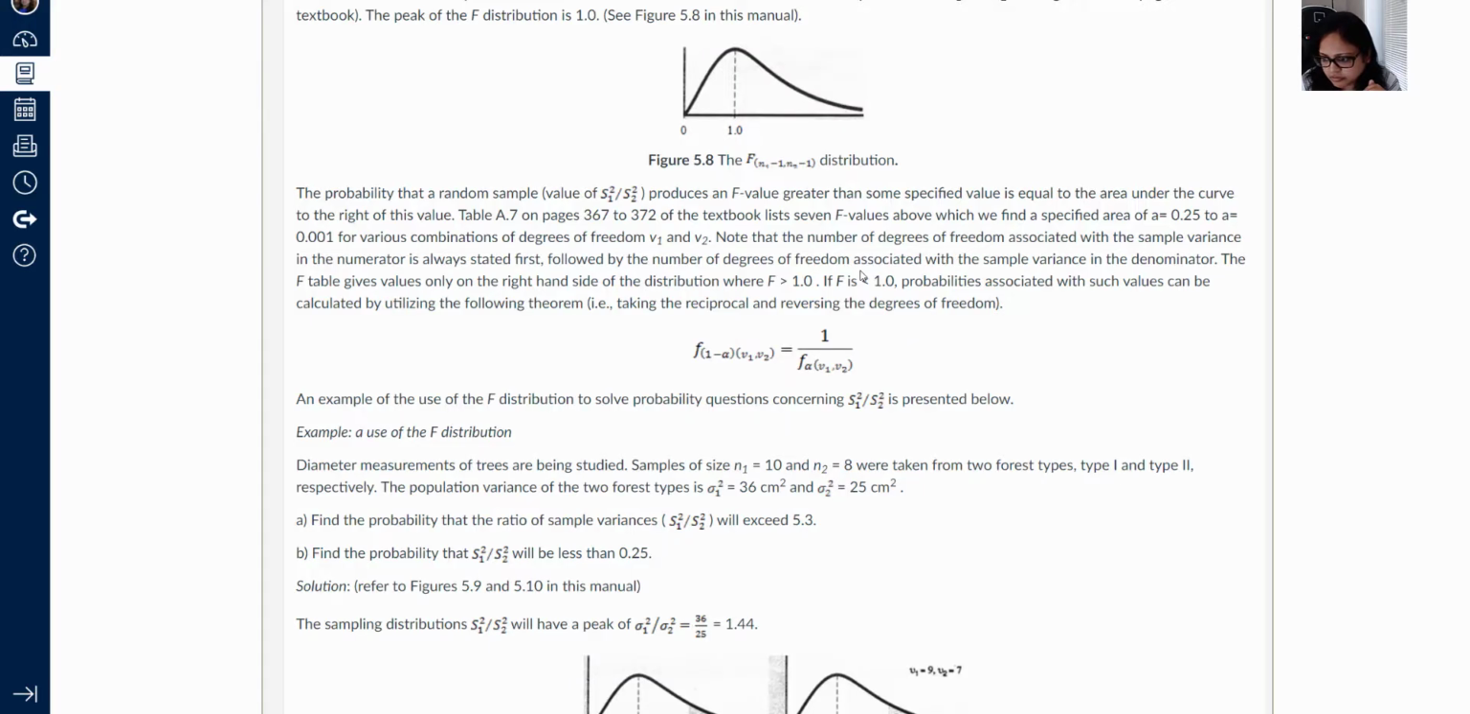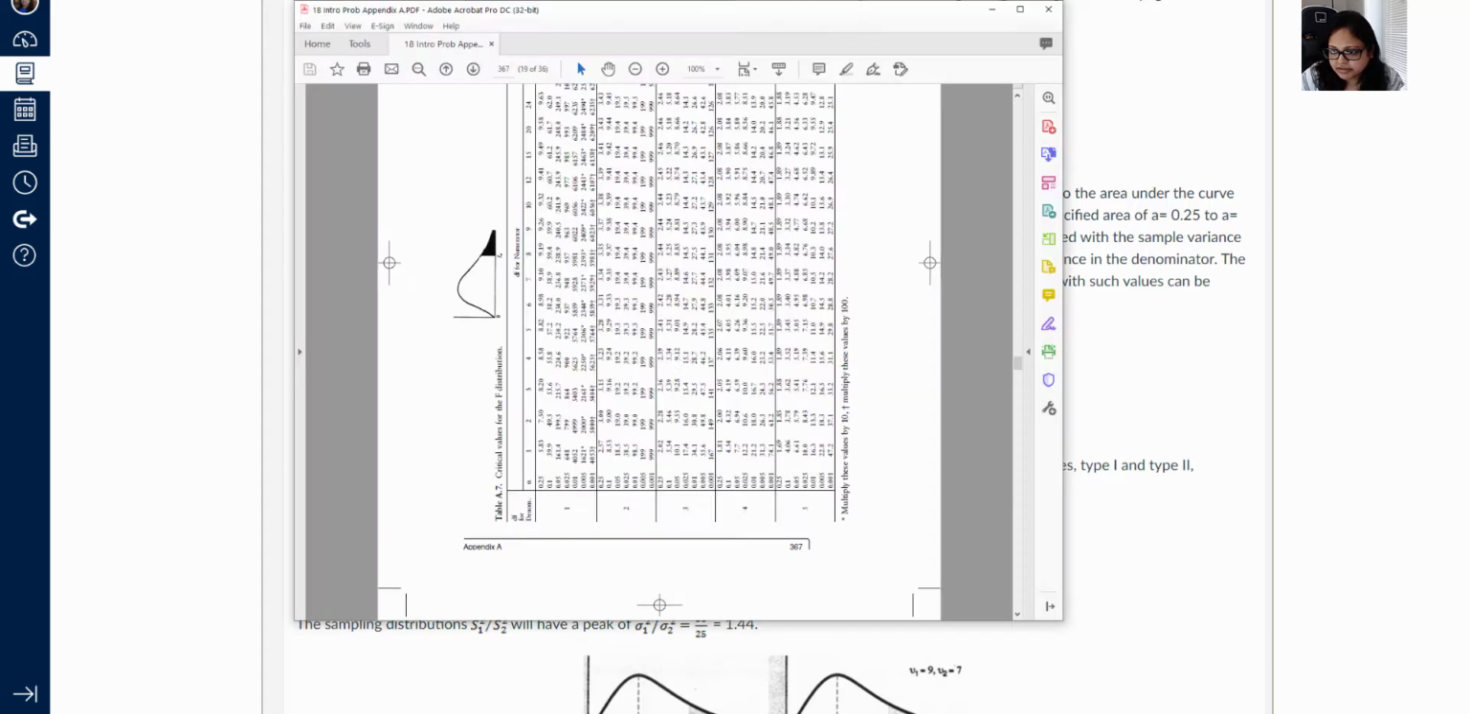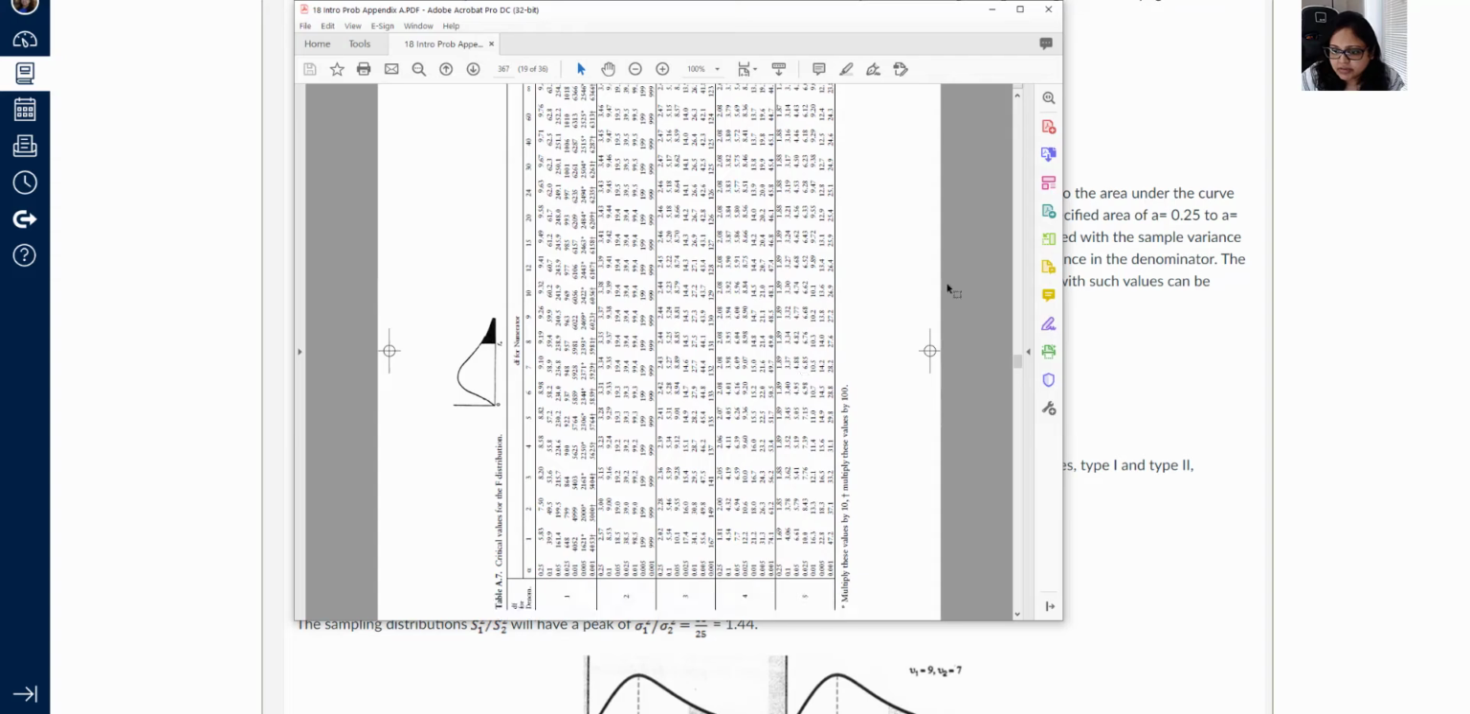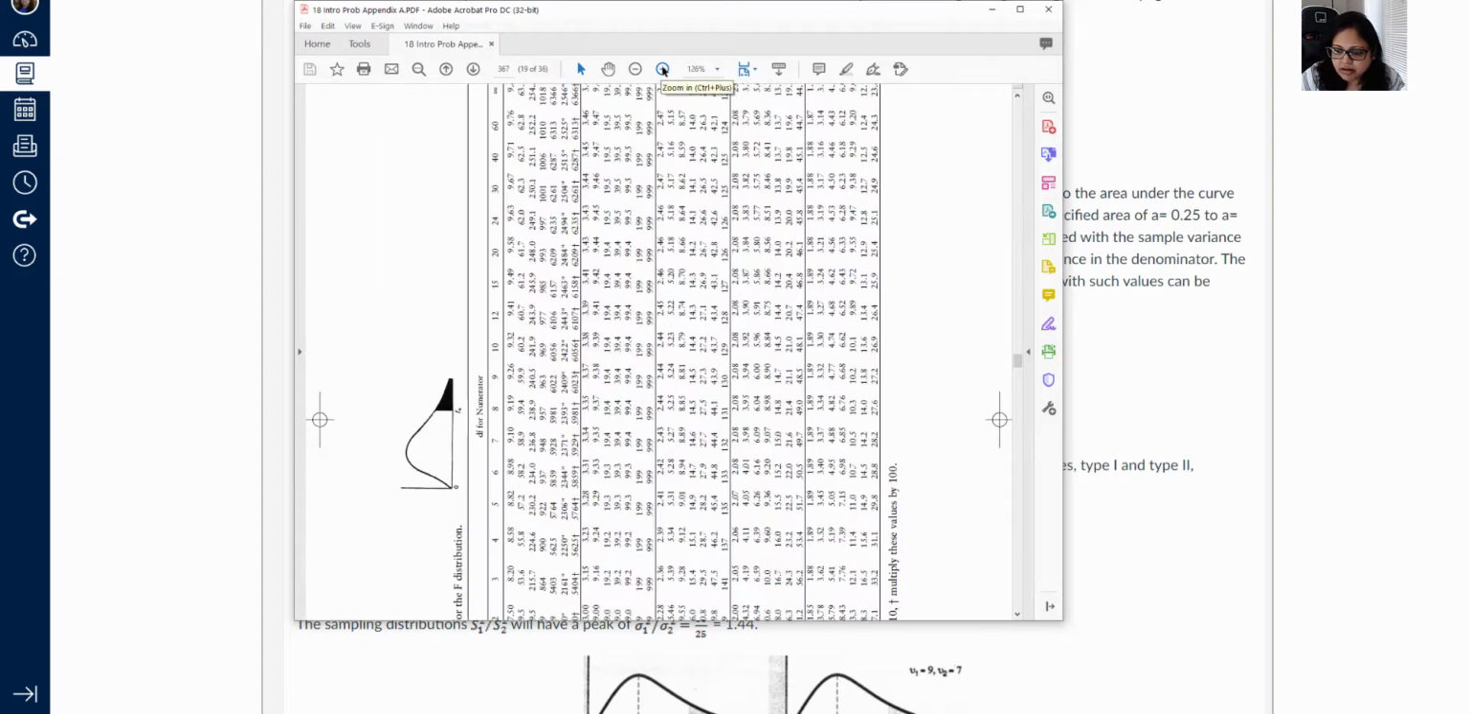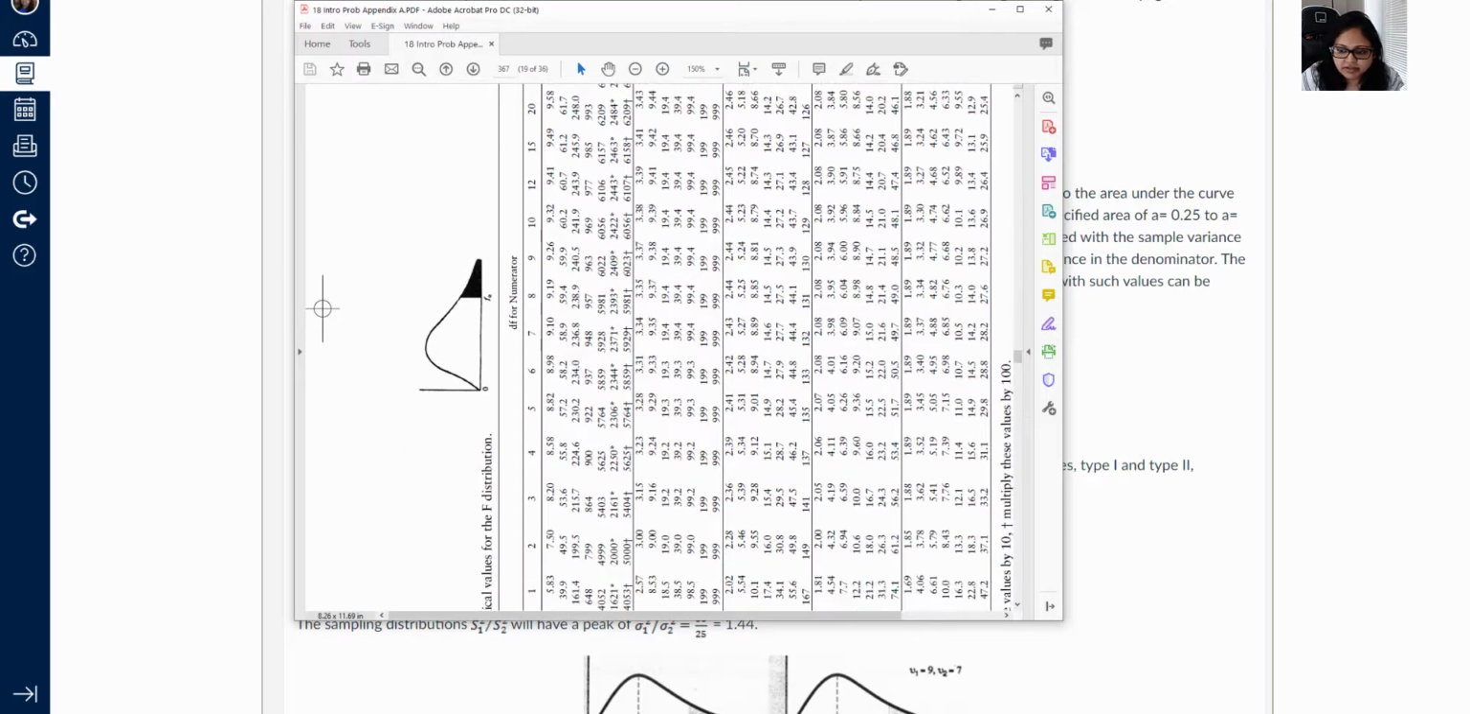When you are using the F table to find the critical value, you have to consider where in the table the critical values are given. This table is a little bit different. You can see that this is the F table. Let me make it a little bit larger. This table gives the upper area. Previously in T and Z tables, it was the lower area.